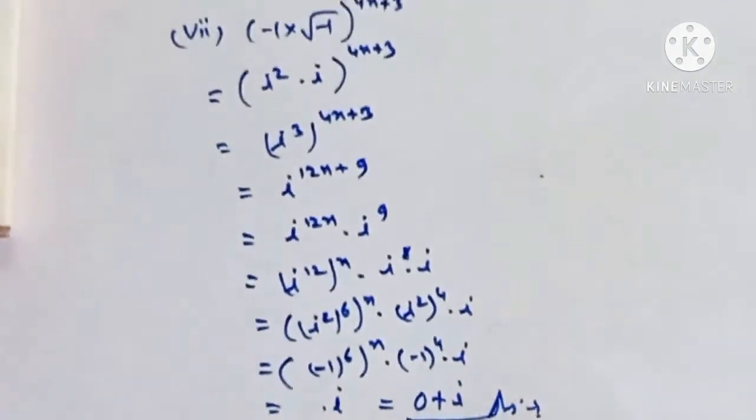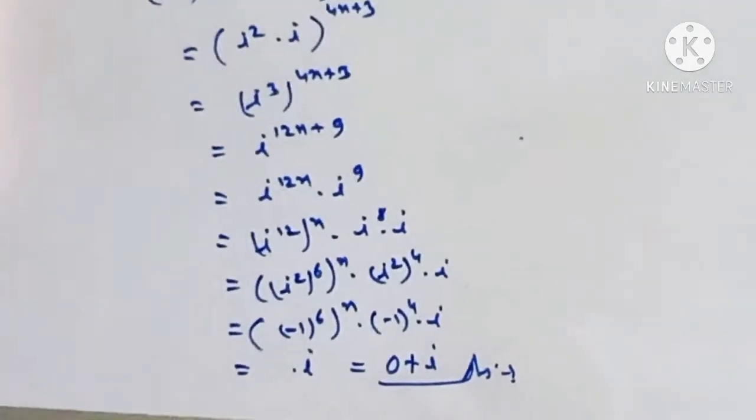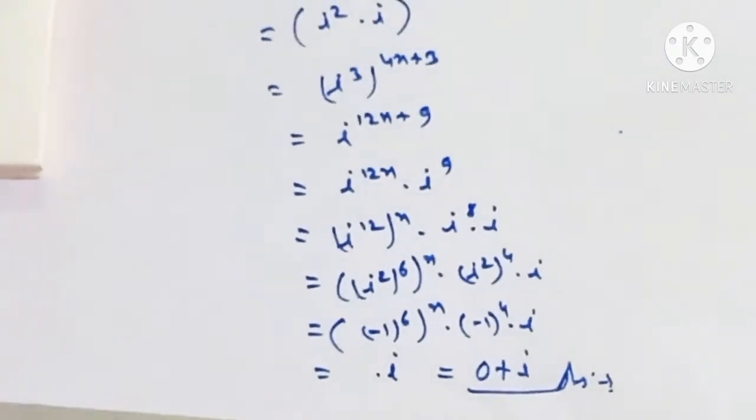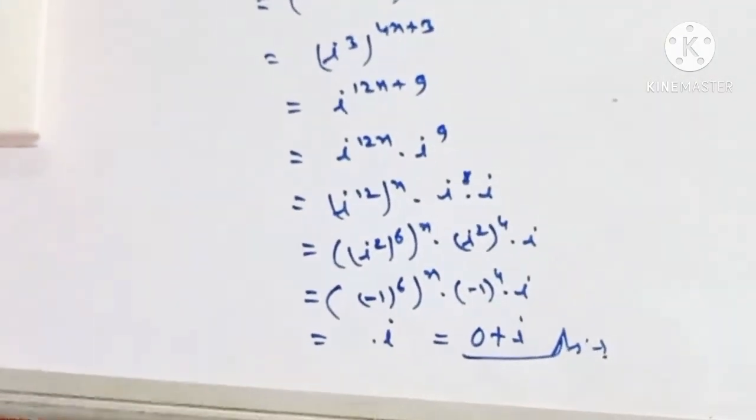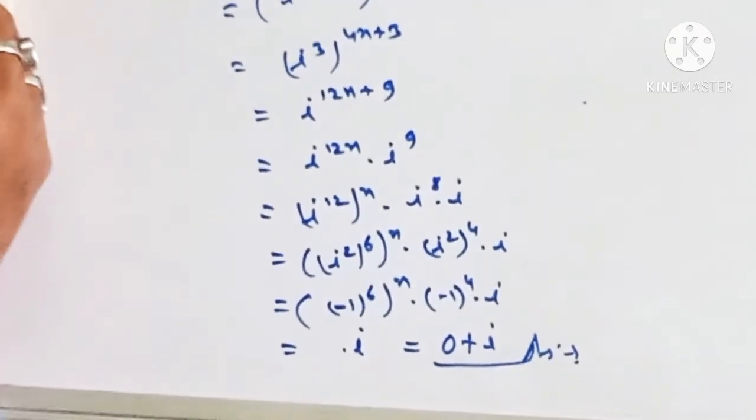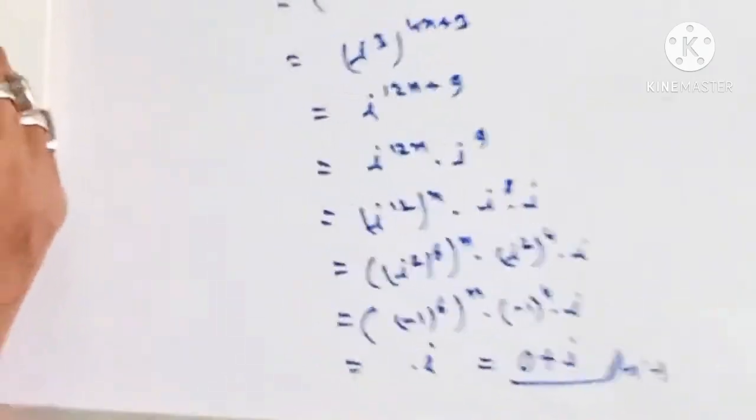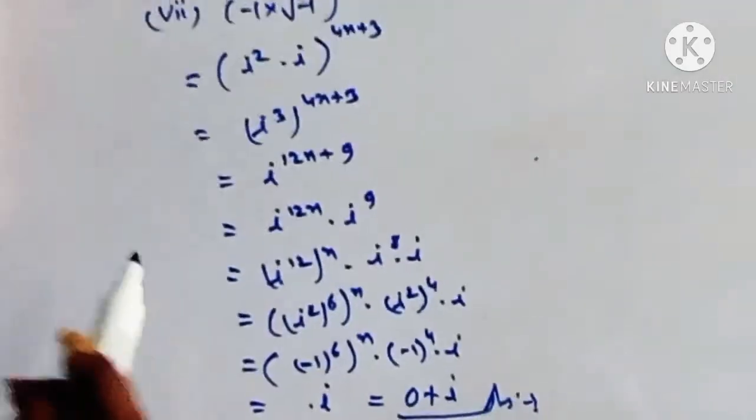This is exercise 2.1, question number 3, 7. This is 0 plus i into 1, or 0 plus i. I can write like this also. So this is the answer.